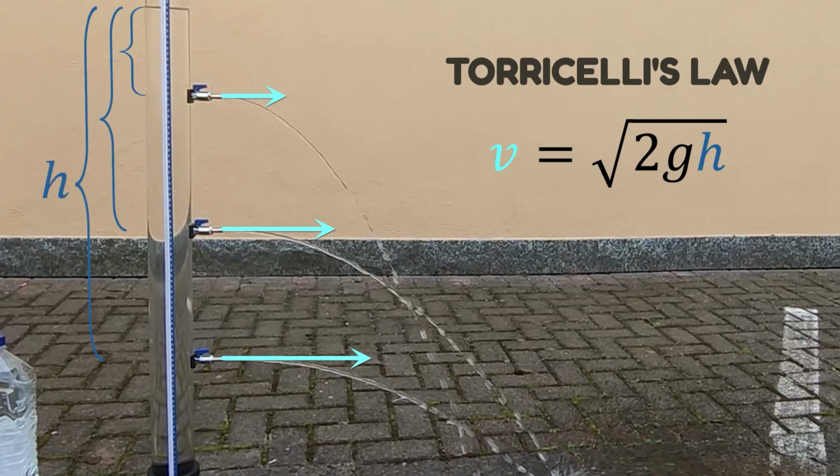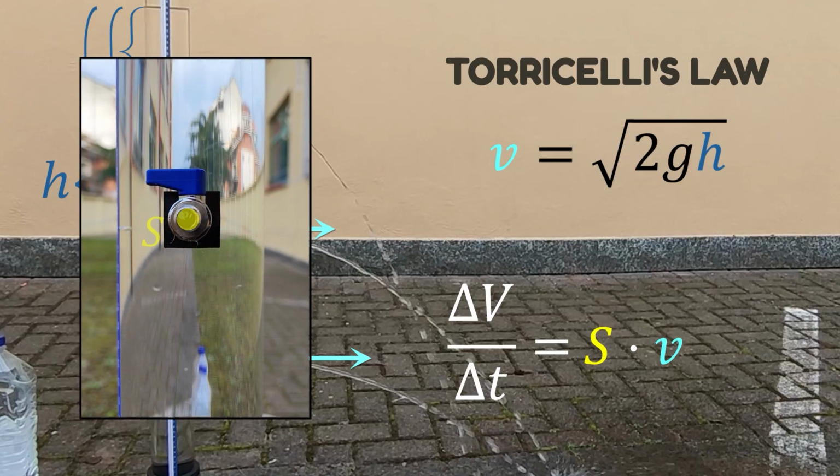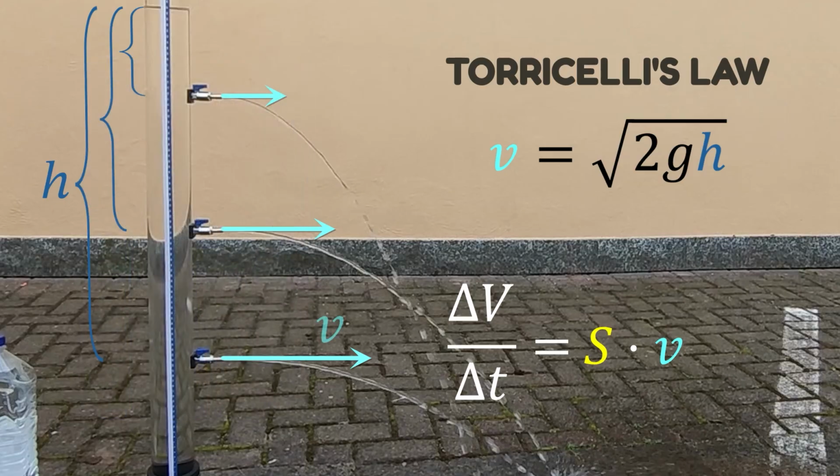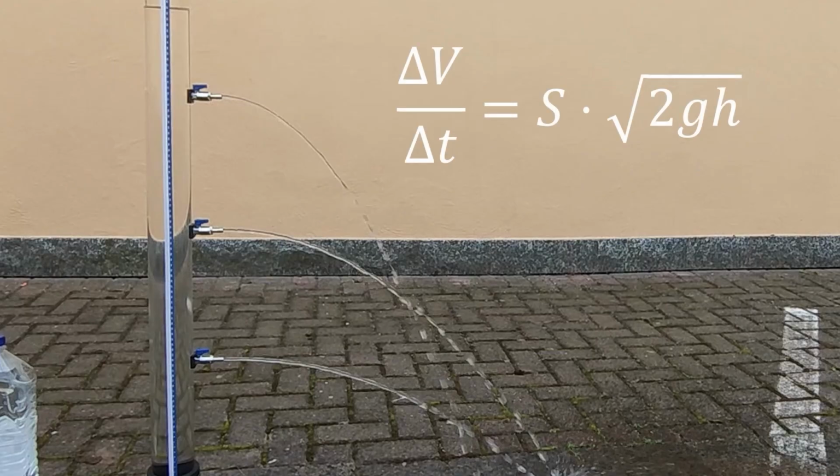The draining speed, meaning the ratio between the volume delta V of water that comes out and the time delta t it takes, equals the product of the cross-sectional area S of the tap's hole and the speed at which the water exits. Combining these 2 pieces of information, the draining speed can be written as the product of the section and the square root of 2gh.